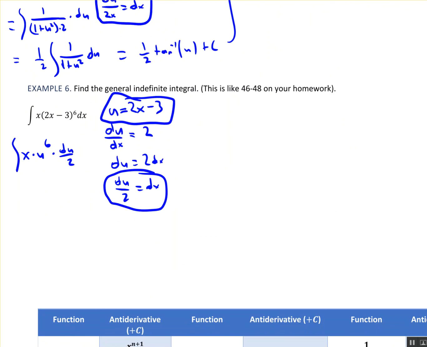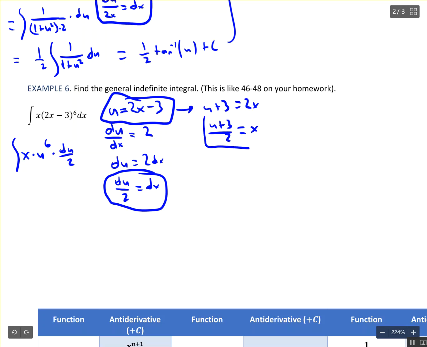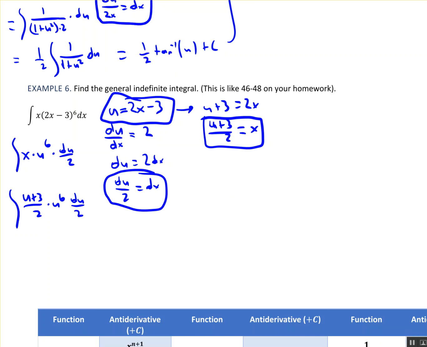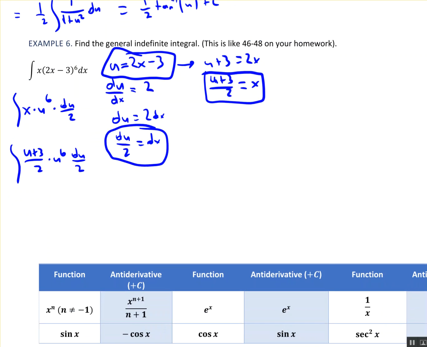Because notice, I have this guy here. I could write that as u plus 3 equals 2x. So u plus 3 over 2 is equal to x. We're going to have to use this guy as well. So if I substitute that in, now I've got u plus 3 over 2 times u to the 6th times du over 2. Well, now I have all u's. I've gotten rid of all my x's.